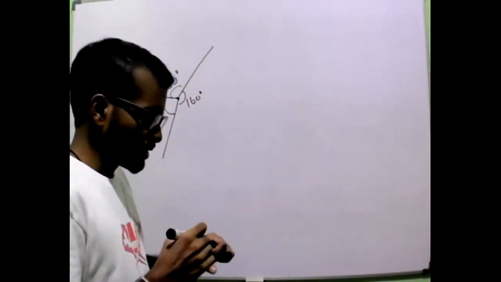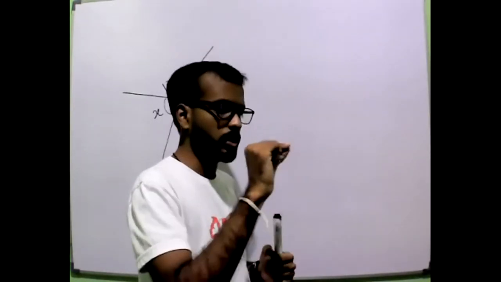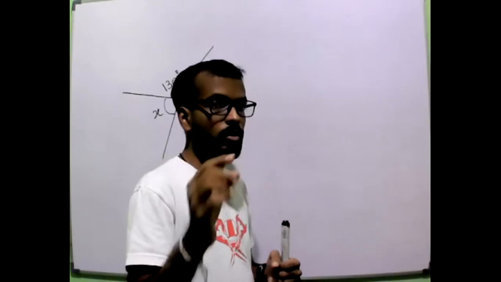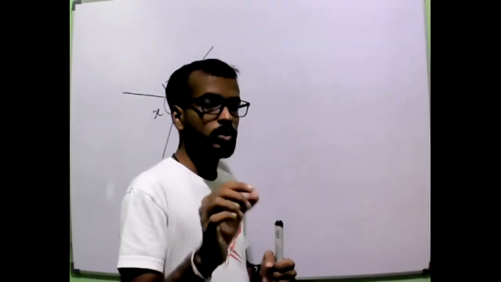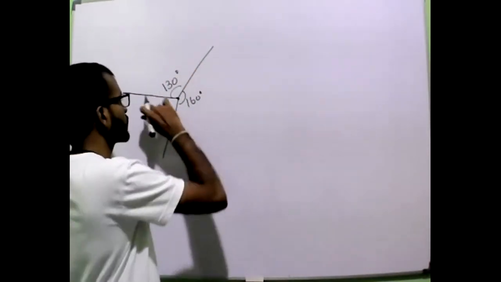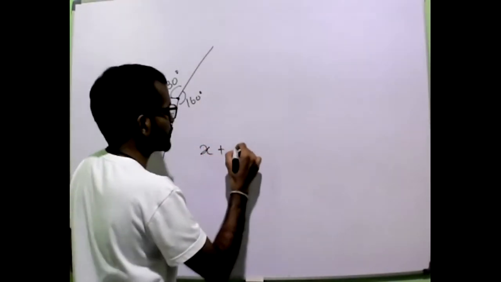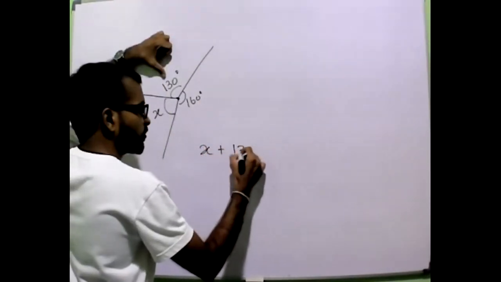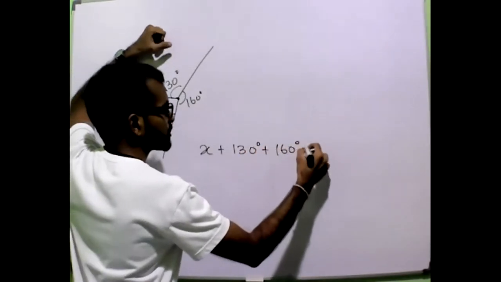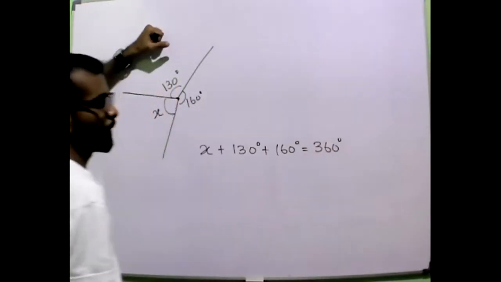As you can remember, last week we discussed that the sum of the angles around a point equals 360. So basically you can take the sum of these three angles like this: x plus 130 degrees plus 160 degrees equals 360.